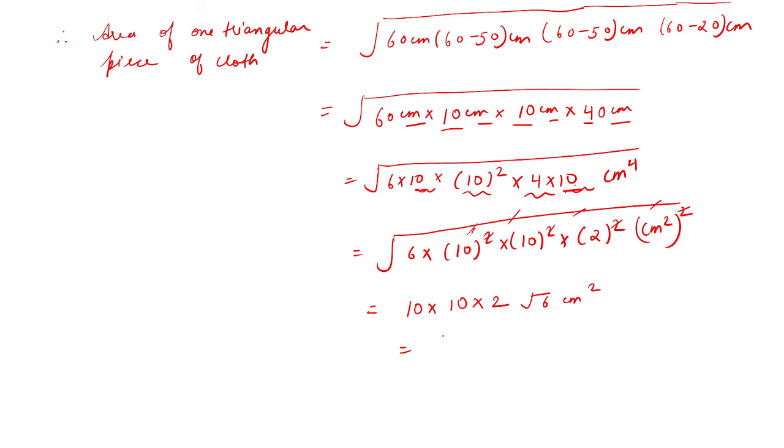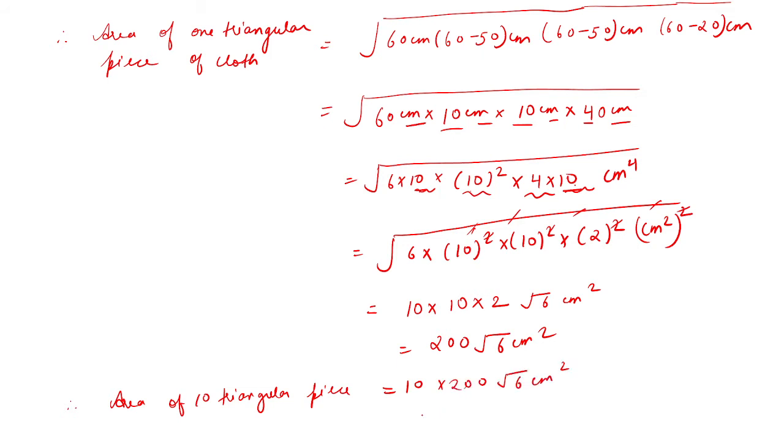So this becomes 200 root 6 centimeter square. Therefore the area of 10 triangular pieces is 10 into 200 root 6 centimeter square, that is equal to 2000 root 6 centimeter square. But what is the question asking us? We have to find how much cloth of each color is required.